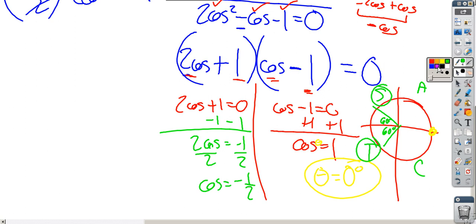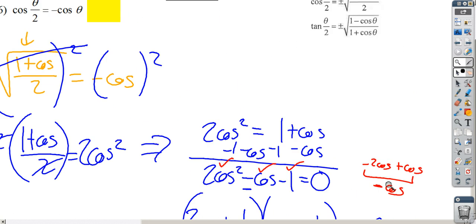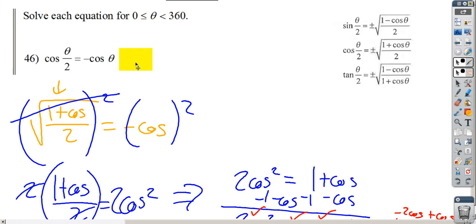What are those going to turn out to be? Well, this 60 right here is going to be 180 minus 60, which is 120. And then this other 60 down here is going to be 180 plus 60, which is 240 degrees. So we have 3 solutions, 120, 240, and 0. So let's check that.